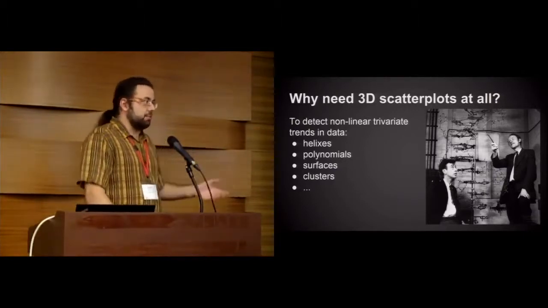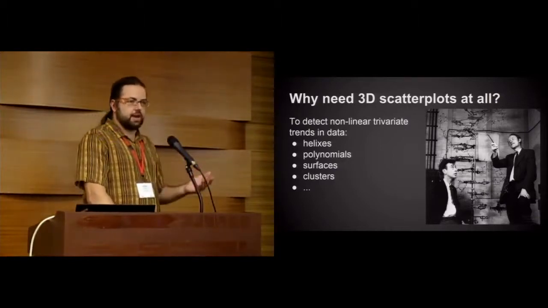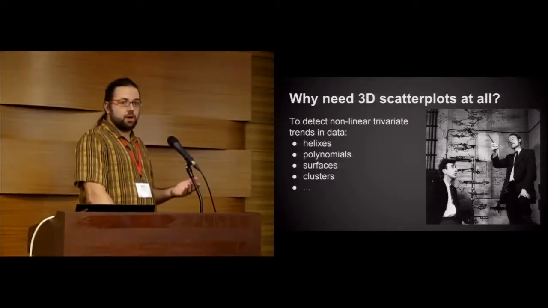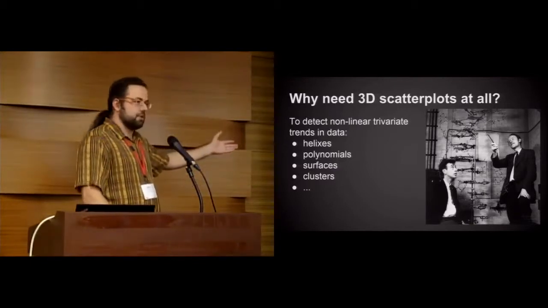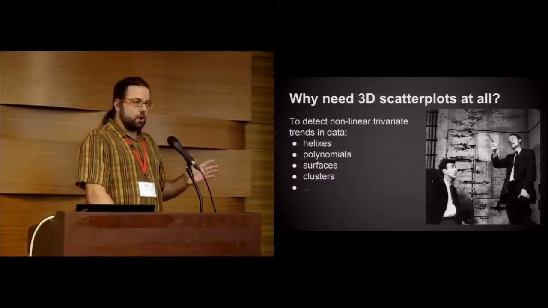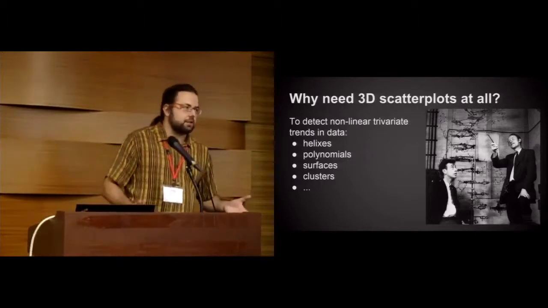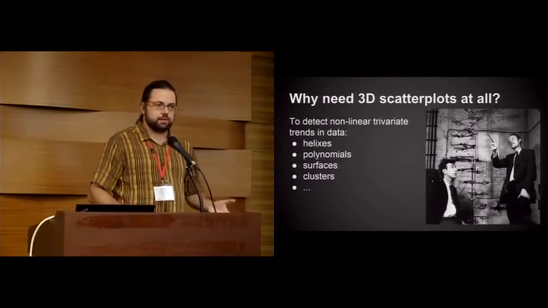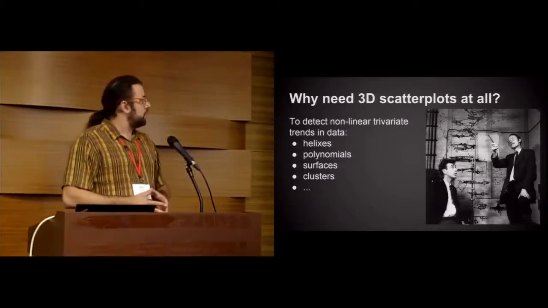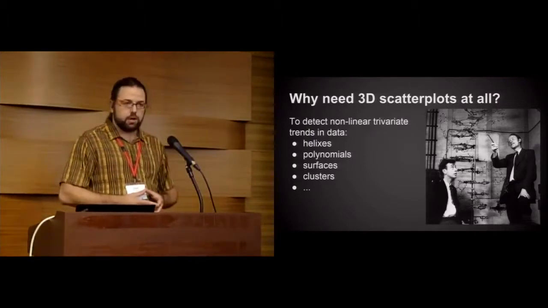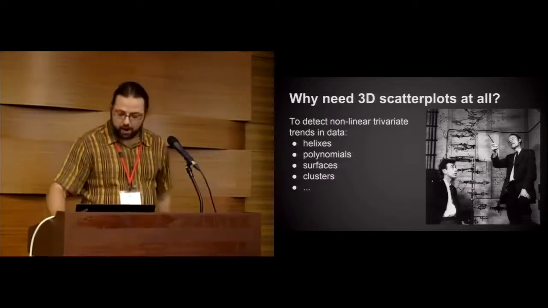And that is one example of trivariate patterns that are only visible in 3D, like helices, polynomial surfaces, 3D curves, all these things that are in the data. We do get trivariate patterns in the data, and we would like to be able to detect them. One tool is a 3D scatterplot, only it's not used because it doesn't work. And the question is why.